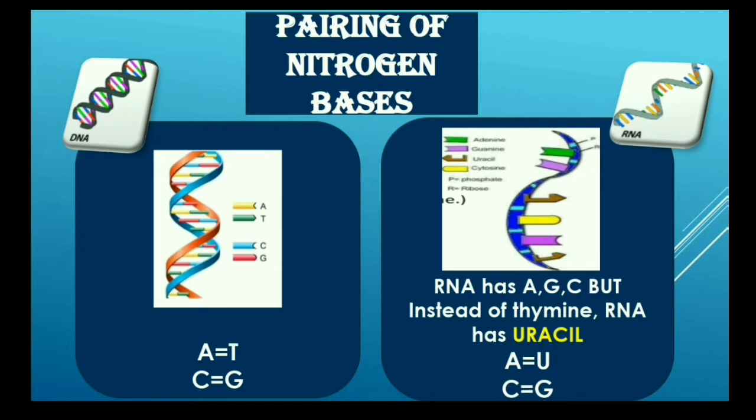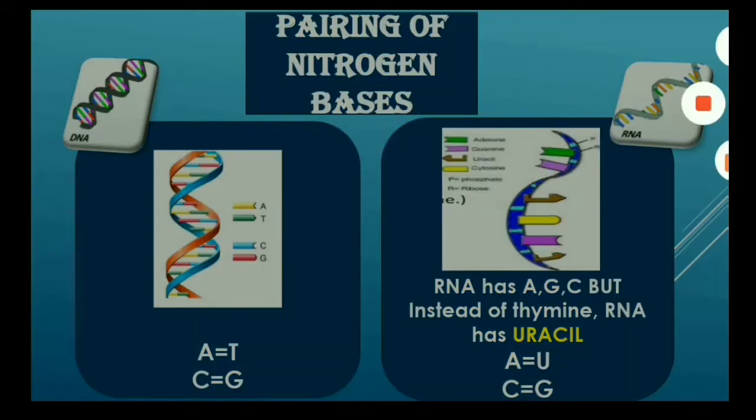But instead of thymine, which nitrogen base is present in RNA? Yes, it is uracil. And is uracil a double-ring base or a single-ring base? Of course, it is a single-ring base. So A is paired with uracil in RNA and C is paired with guanine. There is one difference between the nitrogen bases: uracil is present instead of thymine.